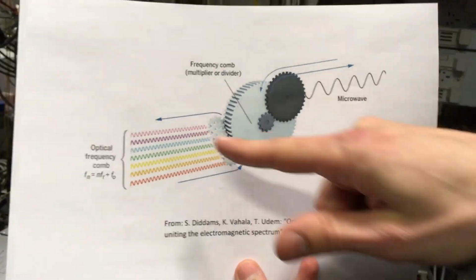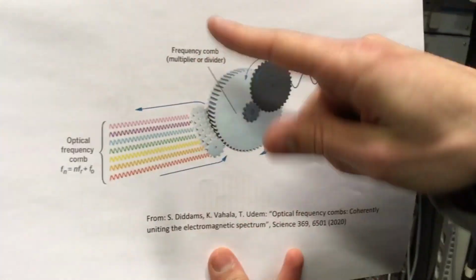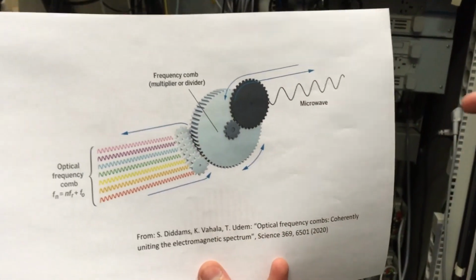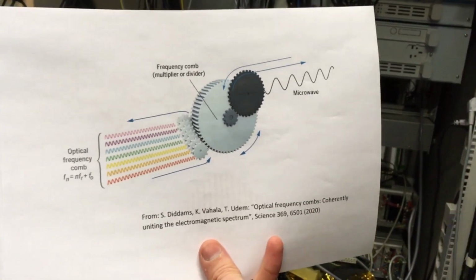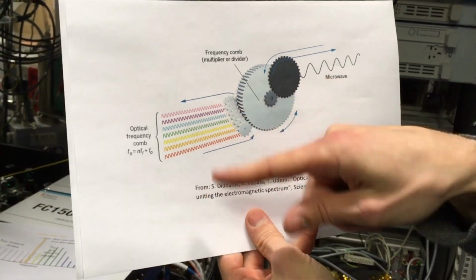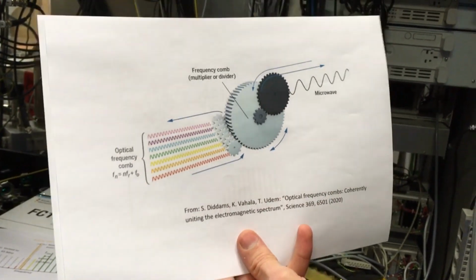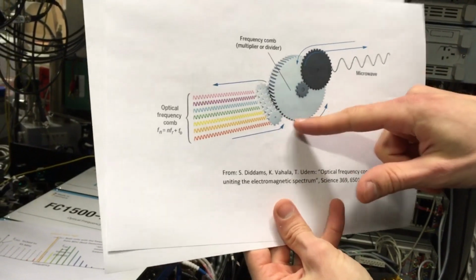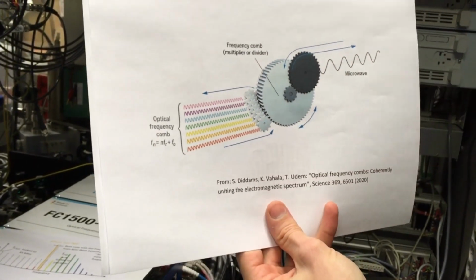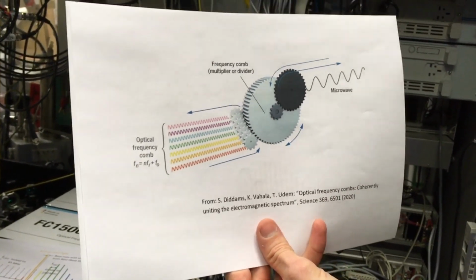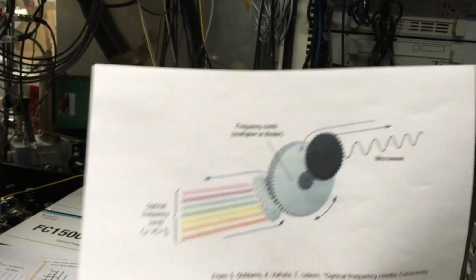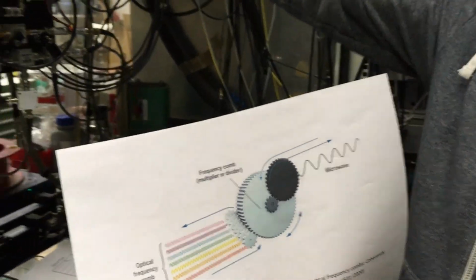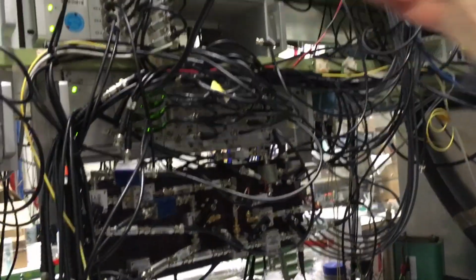So I really like this nice picture here, from this review article, how basically a frequency comb converts the high optical frequency, which there is no way to really directly measure, so 10 to the 15 hertz, to the microwave or RF frequencies, which you can count with frequency counters, which you can see here actually.